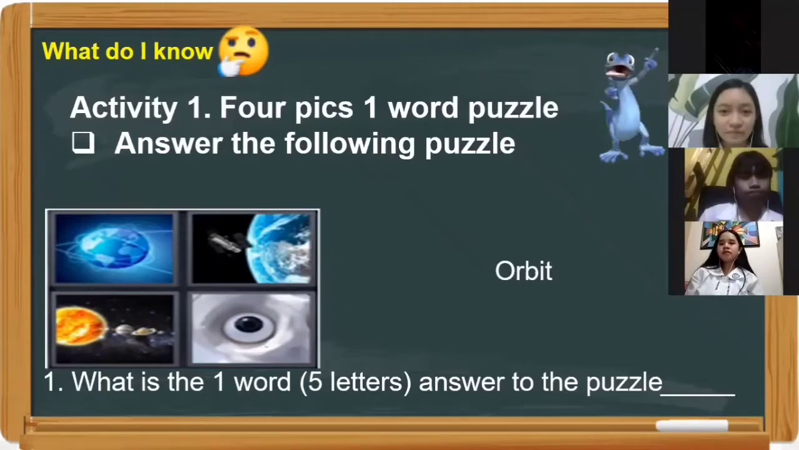Tatawagin ko muna si Jerome. Naka-off yung cam eh. Hi, Jerome. Jerome Cedric. Jerome? Wala si Jerome, nakatulog na. Dahil wala si Jerome, let's have Lance.